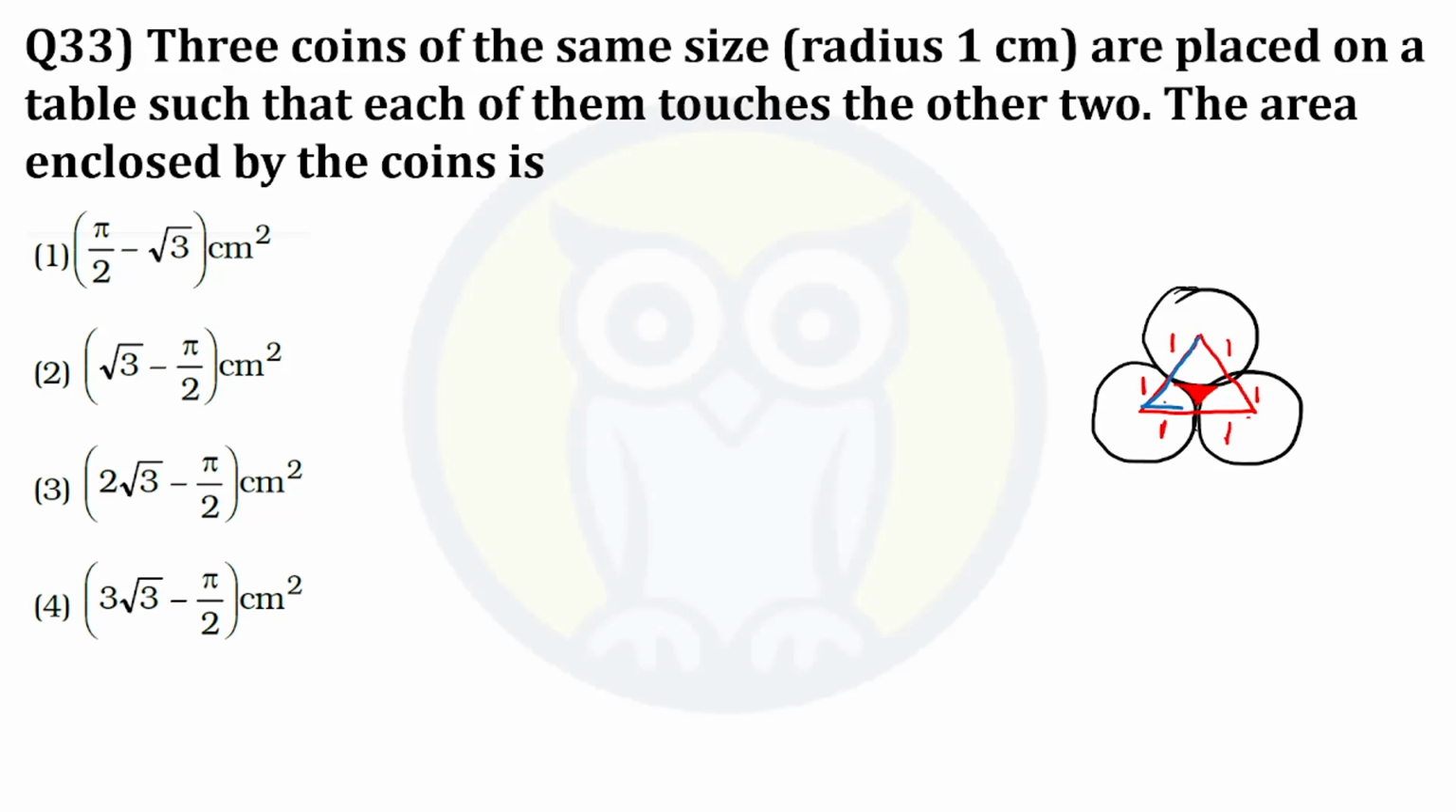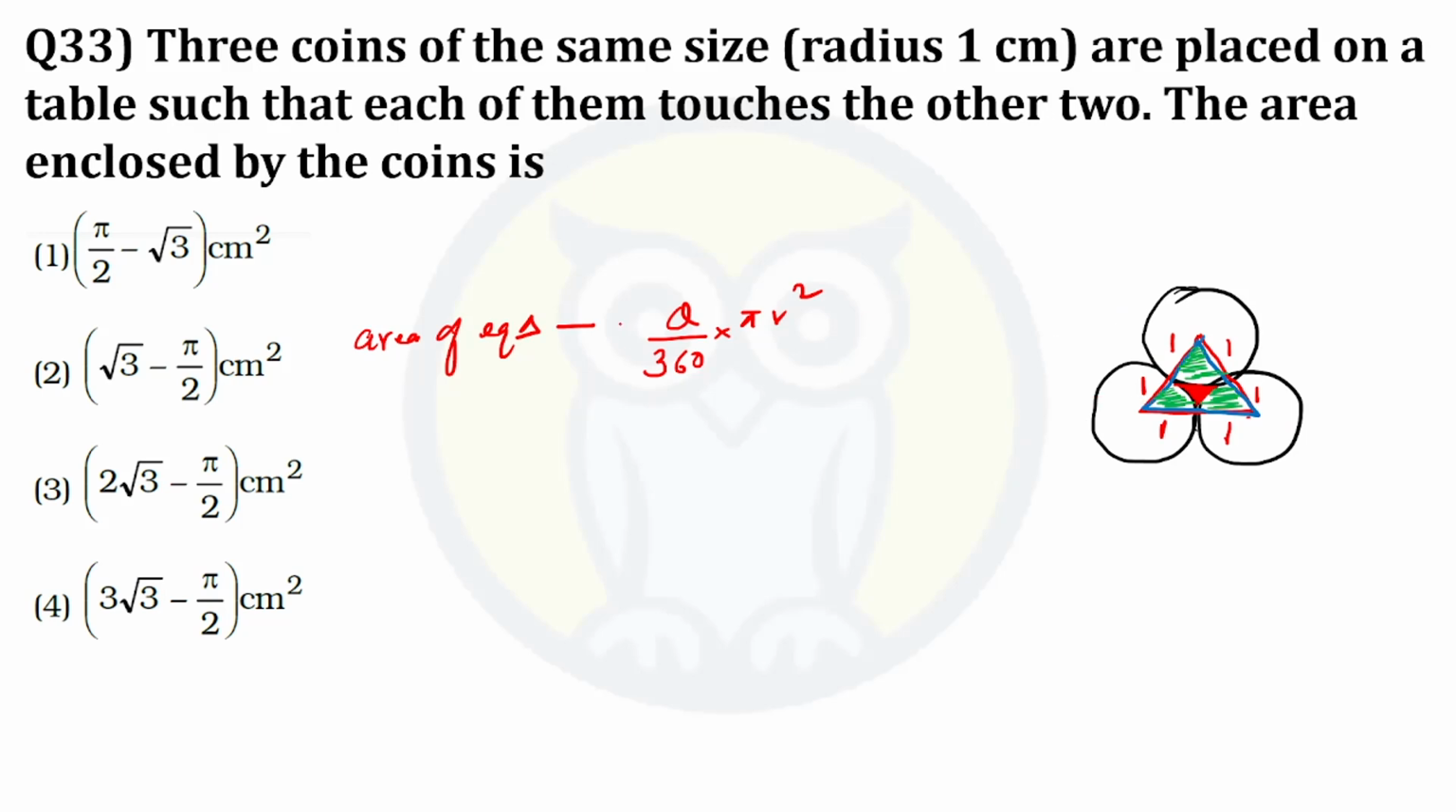From the area of the equilateral triangle, we subtract these three sectors. Then what remains is the enclosed area. So how do we find the area of a sector? The formula is theta by 360 into pi r square. Since there are three of them, we multiply by 3.